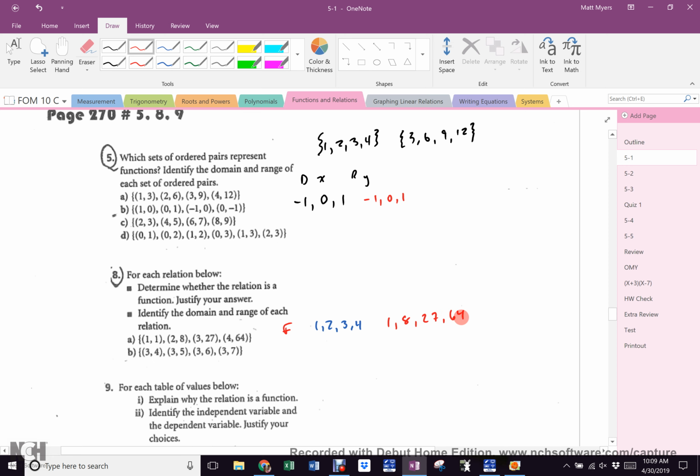What about B? Relation. Why? 4 threes. So the domain is what? 3. That's it. What's the range? 4, 5, 6, 7.